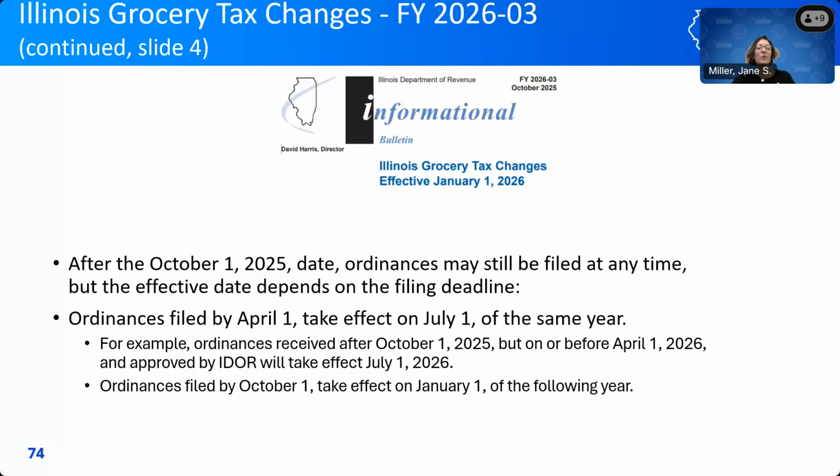After the October 1st, 2025 date, ordinances may still be filed at any time, but the effective date depends on the filing deadline. Ordinances filed before April 1st take effect on July 1st of the same year. For example, ordinances received after October 1st, 2025, but before April 1st, 2026, and approved by the Department of Revenue will take effect July 1st, 2026. Ordinances filed by October 1st take effect January 1st of the following year.